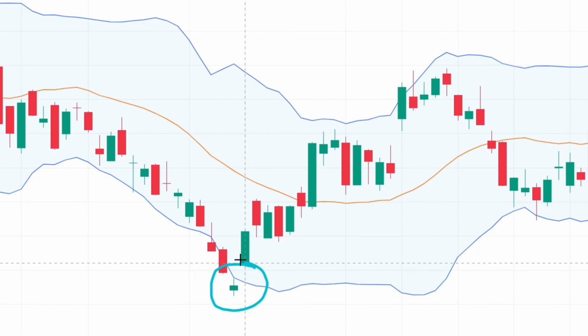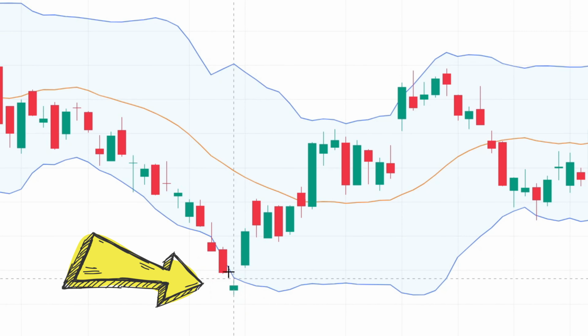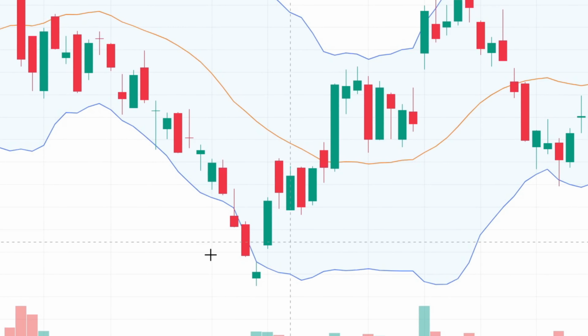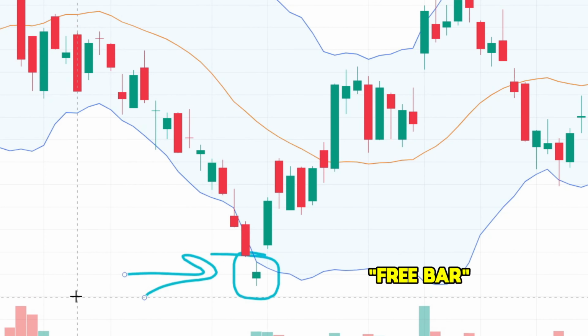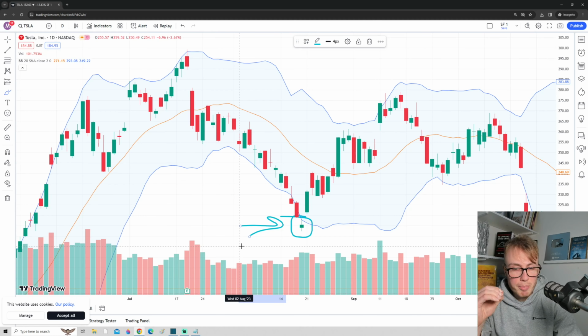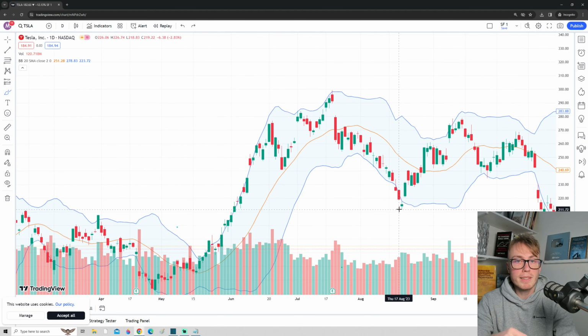A better way to use the Bollinger Band is to look out for candles that are completely outside of the band. As you can see, if we zoom in on this candle, you can see that the whole candle is outside the band. This is what we call a free bar, and it suggests that the price is extremely oversold in the short term. It's also important to combine the Bollinger Band with other technical analysis tools.